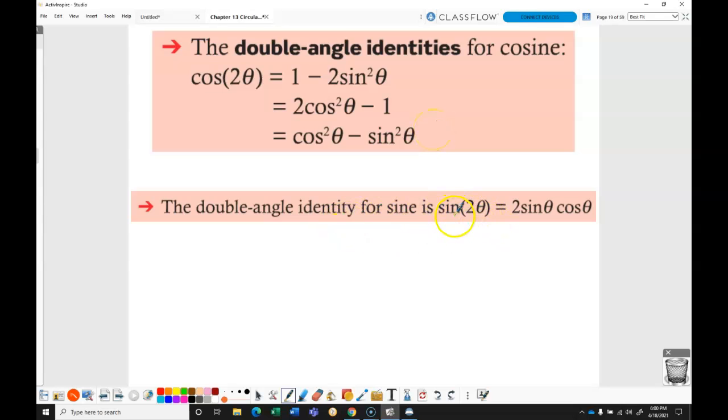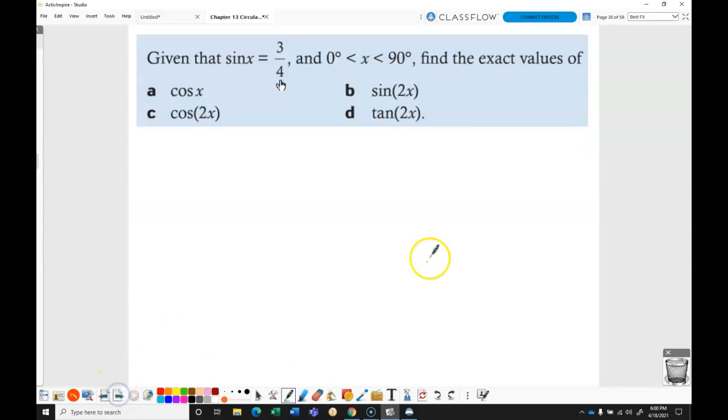And if I'm told that the sine of the double angle, okay, I can replace that with 2 sine theta cosine theta. And sometimes I'm going to have to work through in my mind which is the best one, especially for this one up here in the top. Which is the best one to use for the problem I'm given? There's not one general rule you can follow. All right, so let's see what we're given. So we are given that the sine of x equals 3/4, and our x is somewhere between 0 and 90 degrees, and we want to find the exact values.